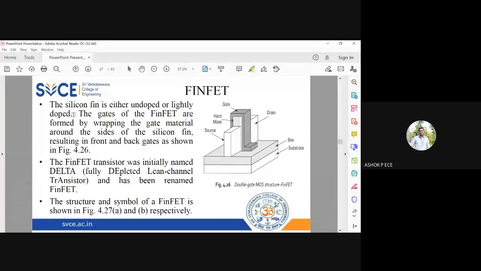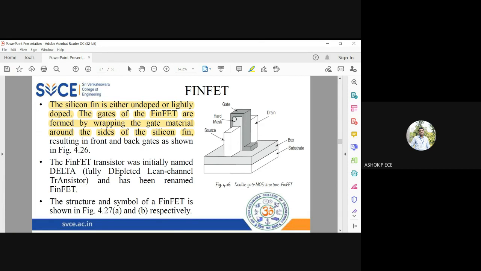The silicon fin is either undoped or lightly doped. The gates of the FinFET are formed by wrapping the gate material around the sides of the silicon fin. So between source and drain you have a silicon fin, and I'm going to wrap the gate around this silicon fin. Are you able to visualize? If I remove this gate, I'll be having a silicon fin with a hard mask. And that silicon fin is going to be either lightly doped or completely undoped. That is left to the fabricator's choice.